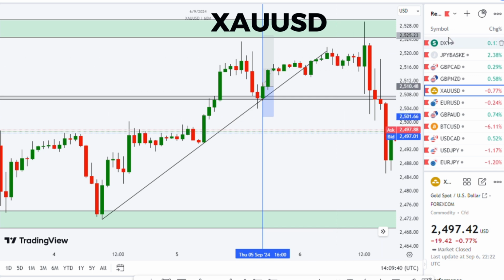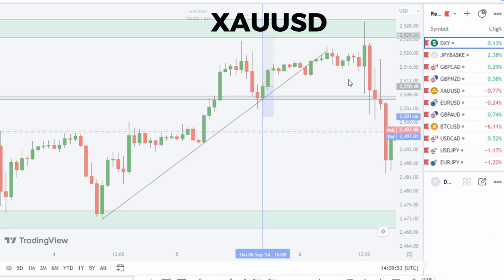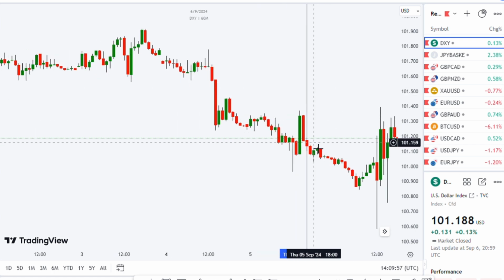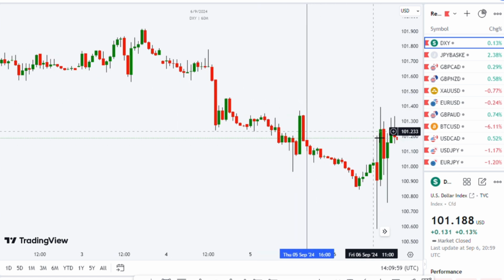And DXY is equally telling us that there would be a sell at that moment on the DXY, or all USD quote currency pairs are going to buy at that time. So you see, the DXY is telling us at that instant that we have a sell. I believe you get it.